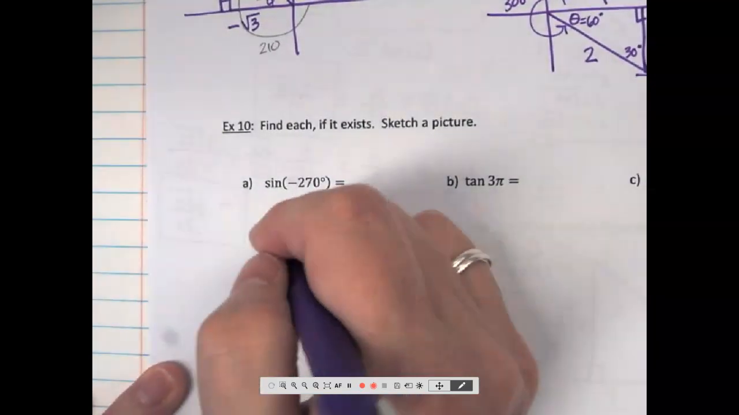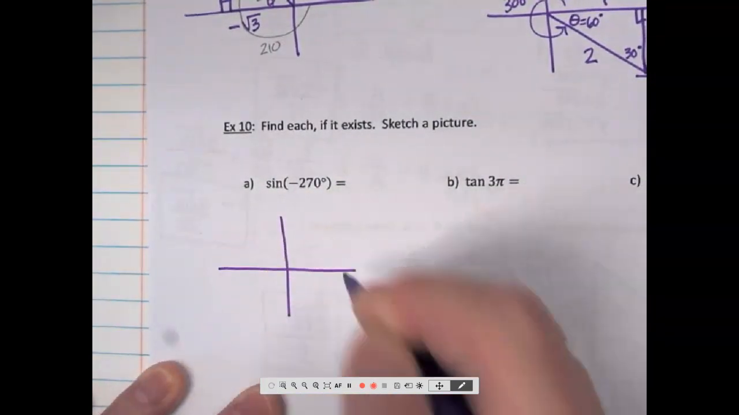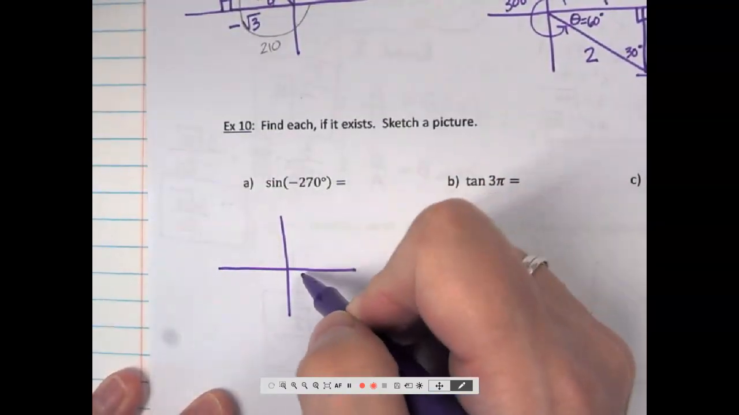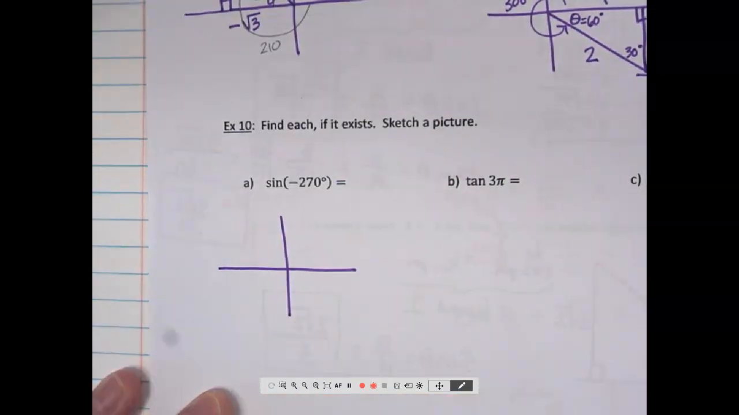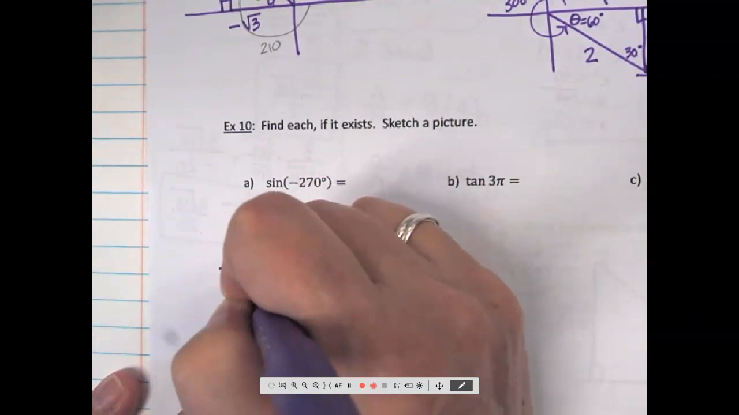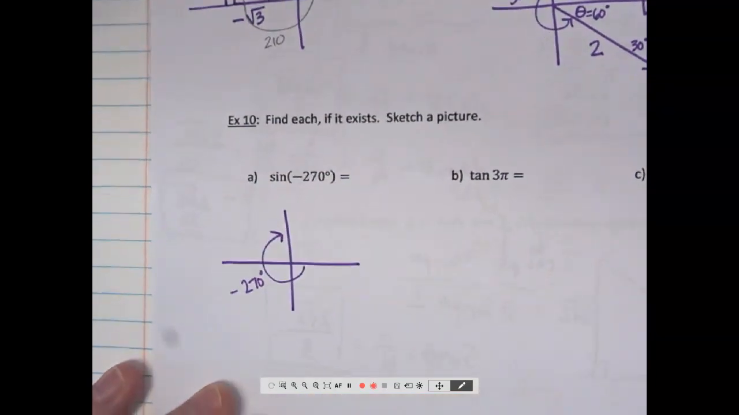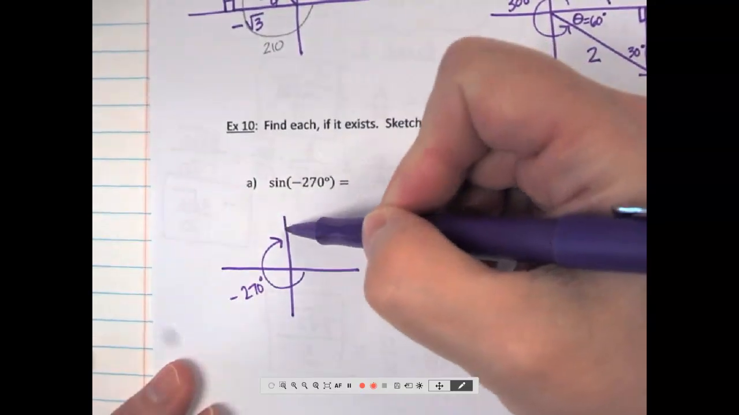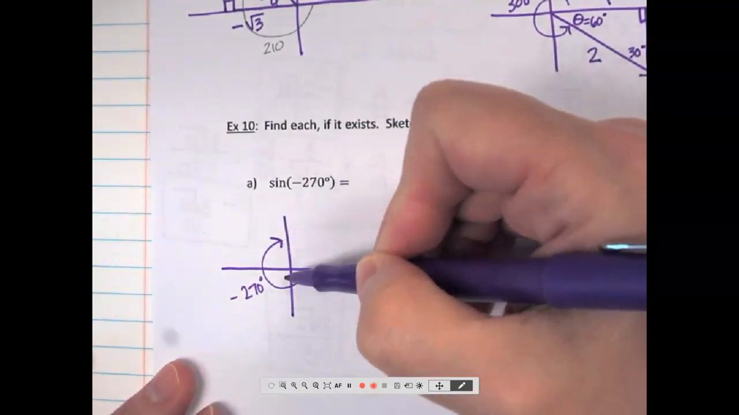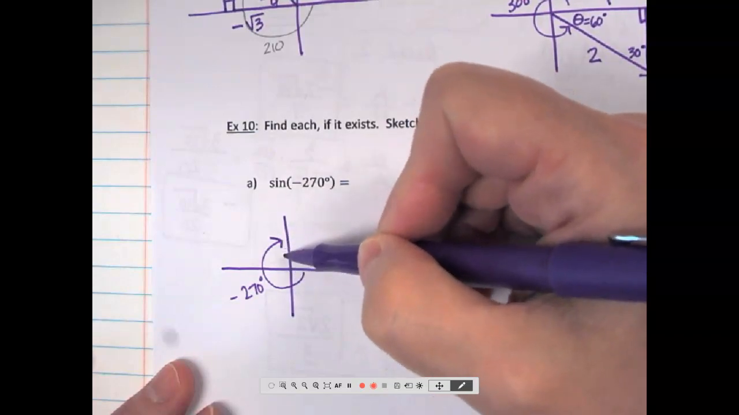All right, negative 270. If I rotate negative, that means clockwise. So if I start on the positive x-axis and I go clockwise 270, where am I? Positive y-axis, 270 degrees in a clockwise direction. If I'm here, can I make a right triangle back down to the x-axis? No. Okay, so this is a little different.